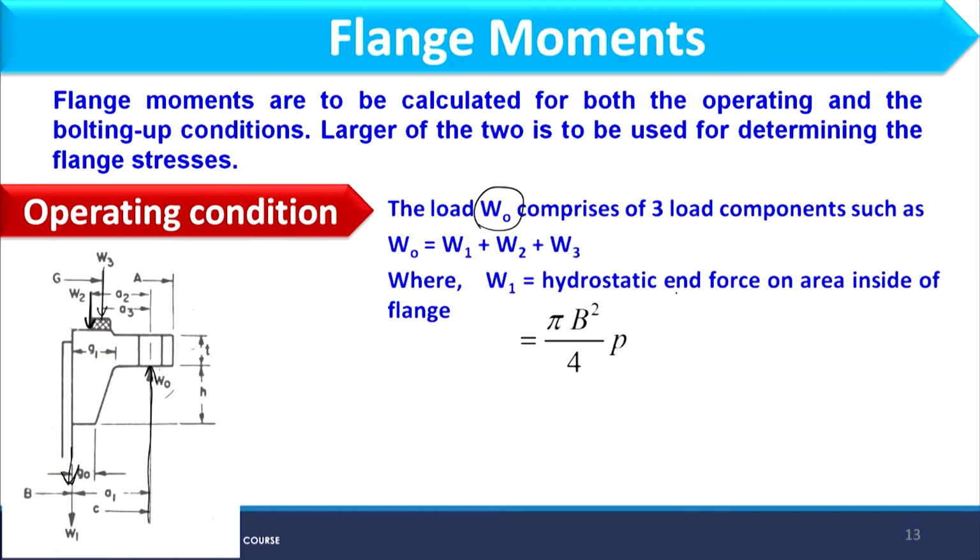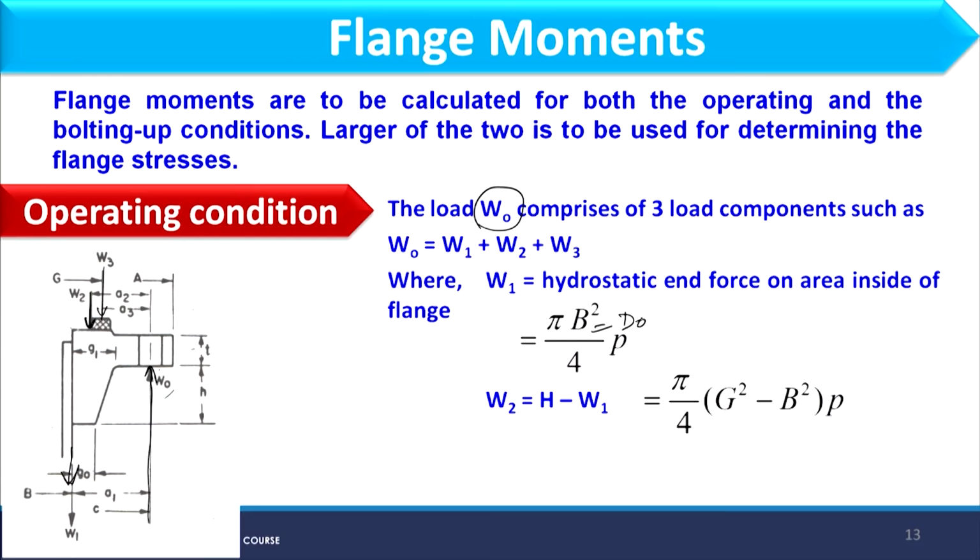So, W1 would be the hydrostatic end force on the area inside, that is pi b square by 4, where b is basically the bore diameter, and when I am considering a loose type connection, b is equal to Do, the outer diameter of the pipe or the inner diameter of the flange. Capital W2 equals H minus W1, that is pi by 4 into (G square minus B square) into P.